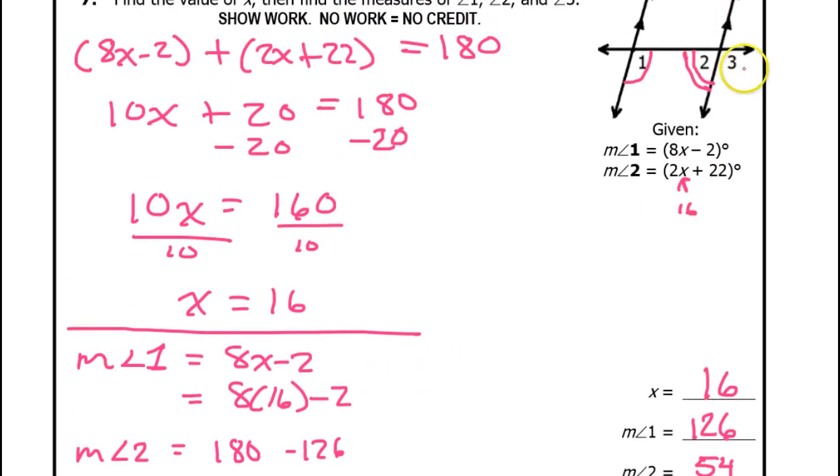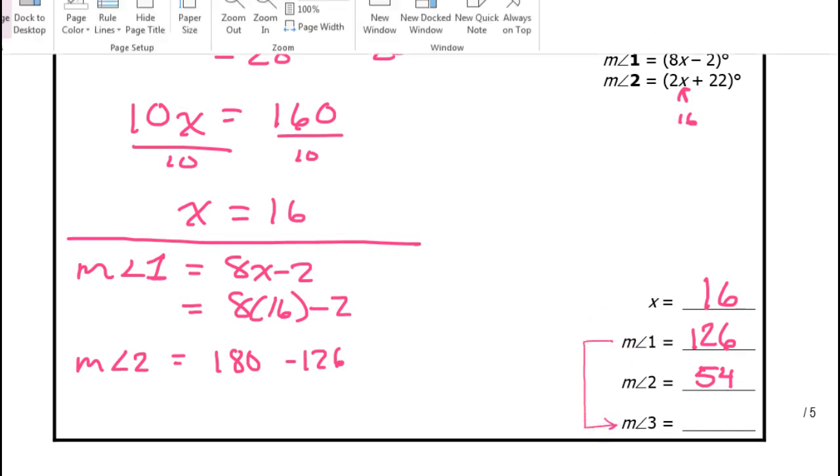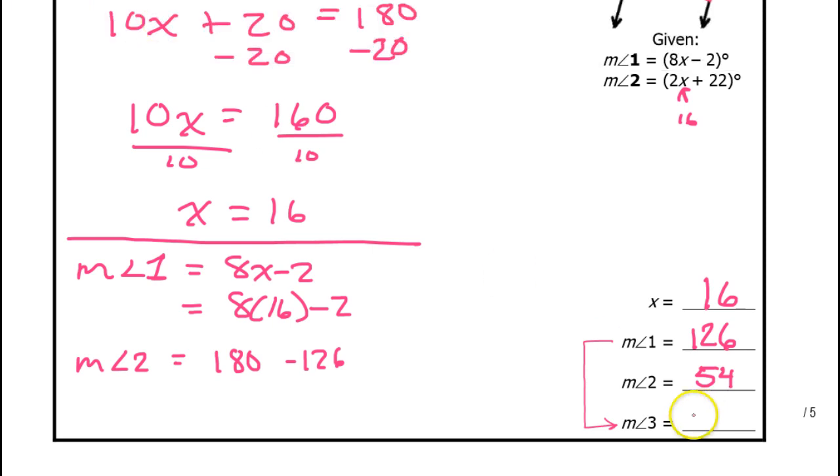Now, the measure of angle 3, well, angle 3 and angle 1 are corresponding angles. See how they are in the same position on each x? So angle 1 and angle 3 should be congruent. So I don't have to do any math. I just know that angle 1 and angle 3 should be the same. So this should be 126.